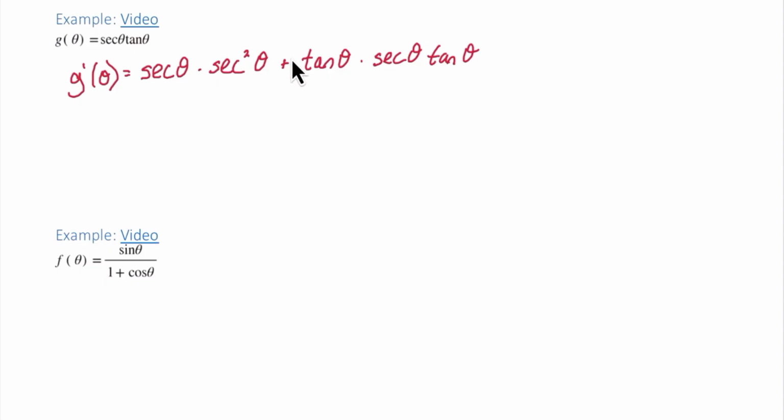From here we can simplify what we have. The first piece, secant theta times secant squared theta, is secant cubed theta. And then on the second term, we can multiply tangent theta times itself, and we get tangent squared theta secant theta. And once again, this is g prime.